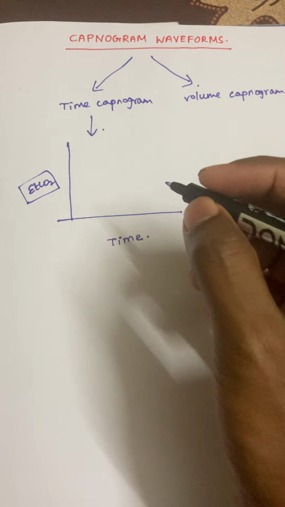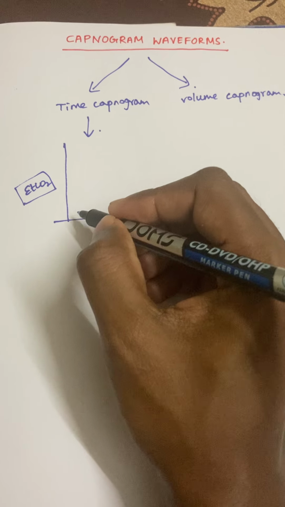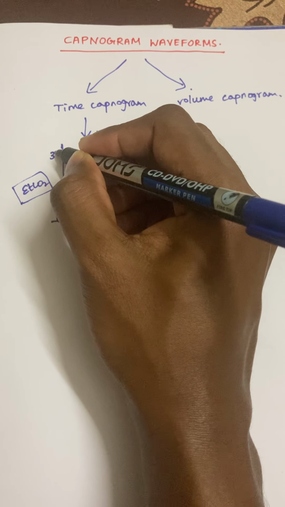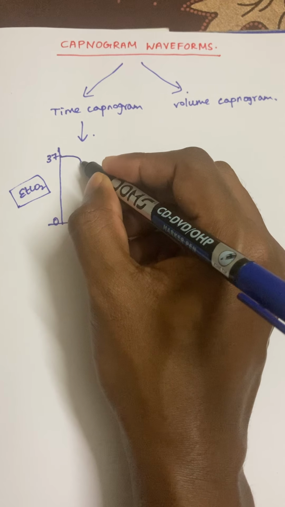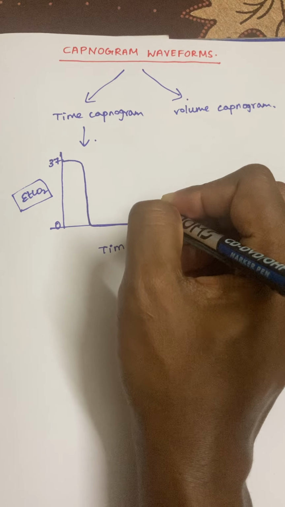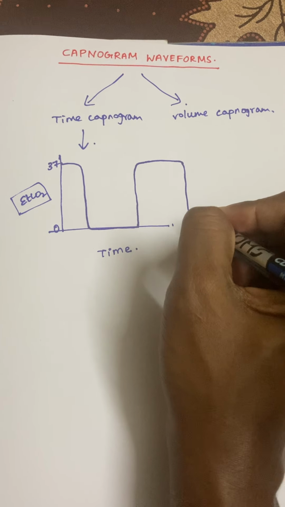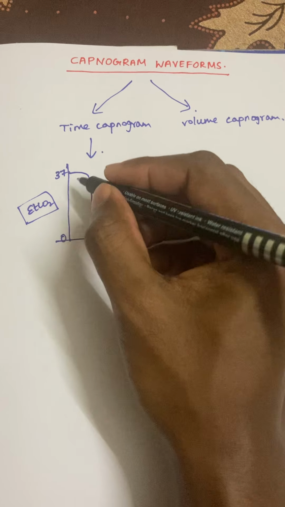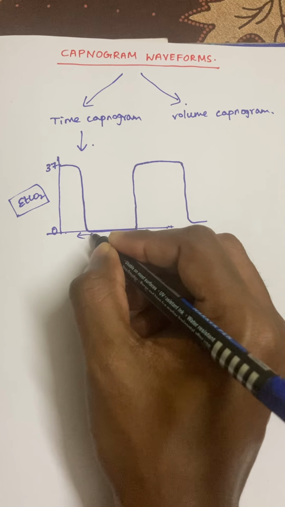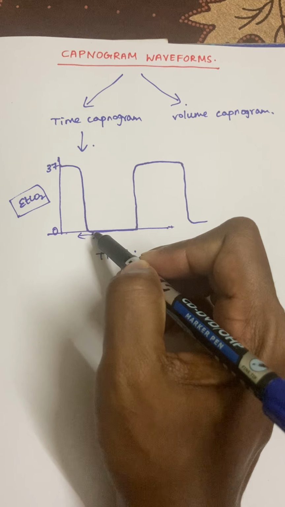In the time capnogram, during the inspiratory phase, I am starting the reading from 0 and going up to 36 or 37. From there I am drawing the waveform and then explaining the individual phases. This part is known as inspiration, where the carbon dioxide concentration will be 0, touching the baseline.